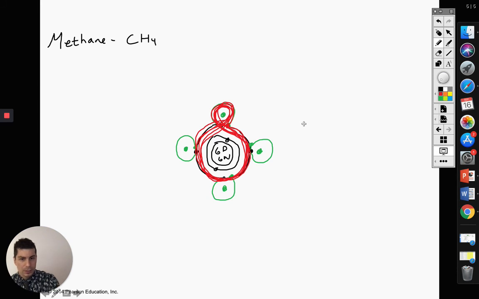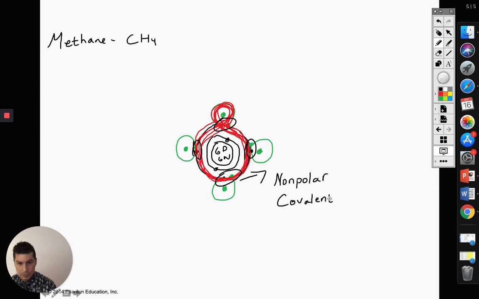So let me draw our bonds here. We have a bond here, a bond here, a bond here, and a bond here. These bonds, since everything is shared evenly, are non-polar covalent bonds. And that makes methane a non-polar molecule.